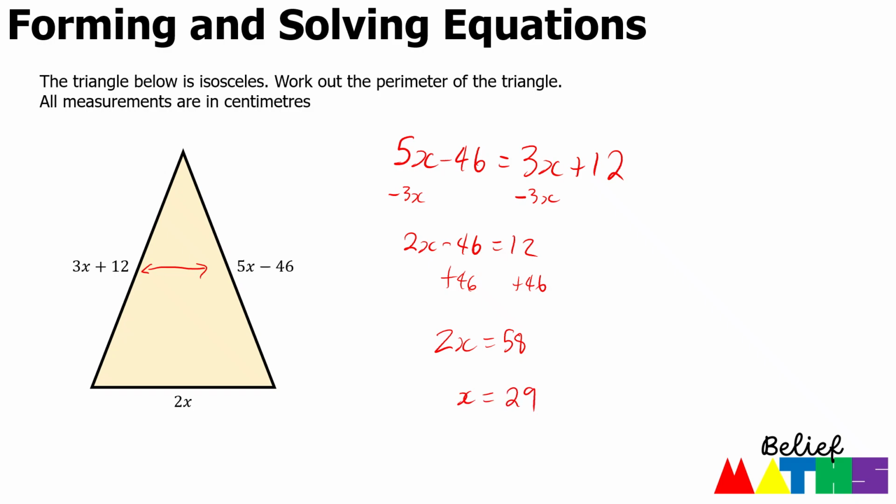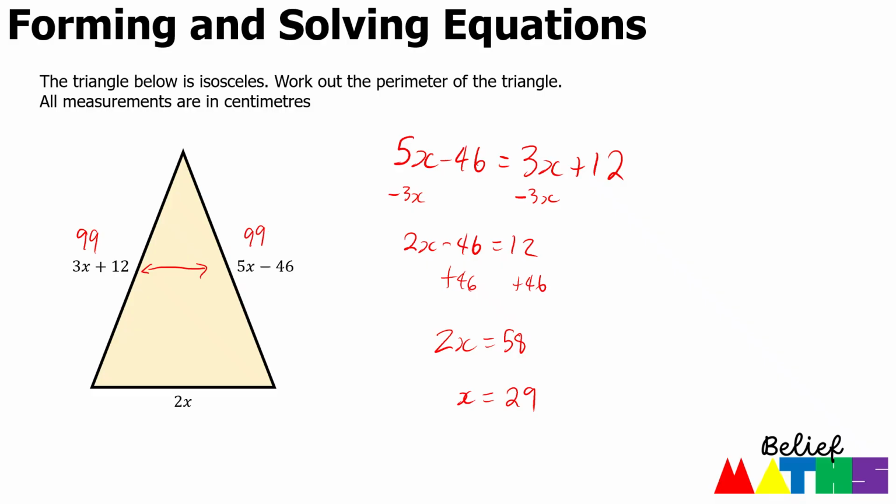Then it asks us to work out the perimeter in centimeters. So what that means is we're going to substitute the 29 back in. So 3 times 29 plus 12. That's 99 on this side. Now, the other side should be exactly the same, but let's just check. And that's a good way for us to check our answer. That also gives us 99 when we sub it in.